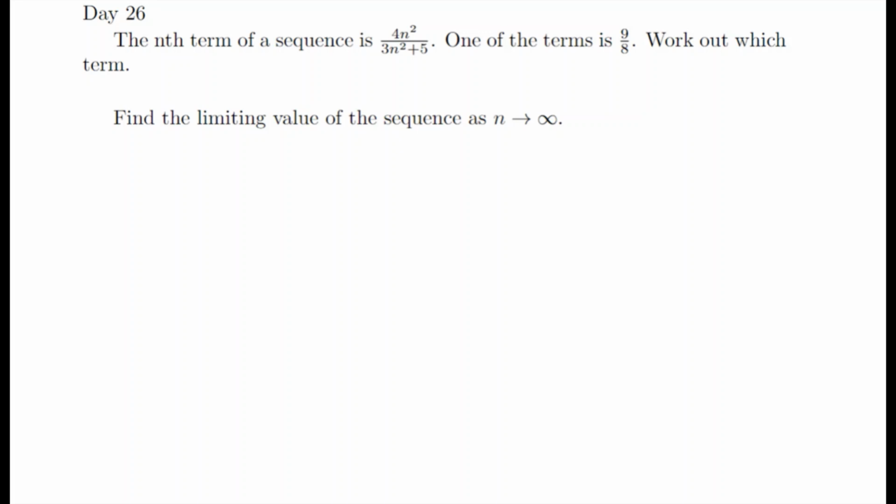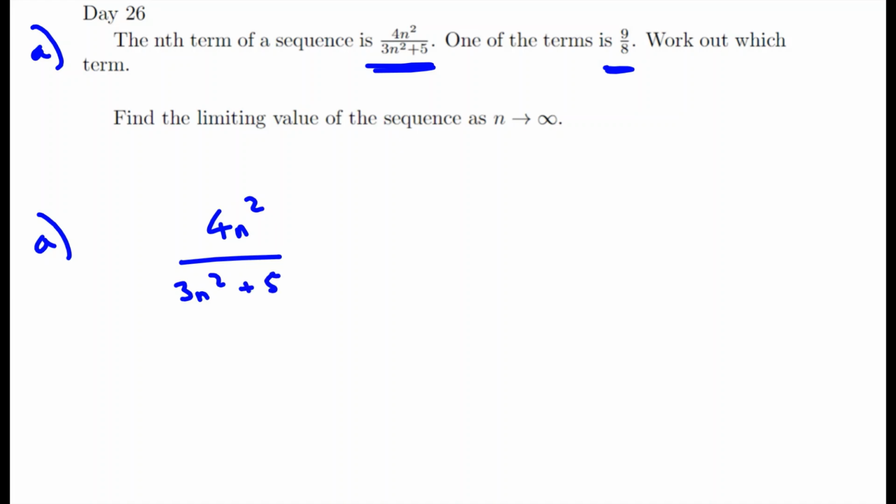Now, yesterday's question was we were given a sequence, 4n squared over 3n squared plus 5, and we're told that one of the terms in the sequence is 9 over 8. The first part, so let's just call this part A. Part A asks us to find out which term. So we want to know when this sequence equals 9 over 8.